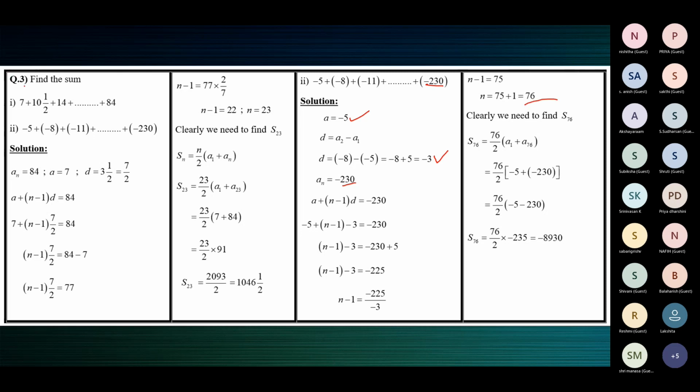The question is find the sum. So for the second one, you need to find S76. Minus 230 is in the 76th position, and you want to find the sum. So S76 is N by 2, 76 by 2, of the first term plus the last term, A1 plus A76. A1 is minus 5, A76 is minus 230. Simplify and S76 is minus 8,930.